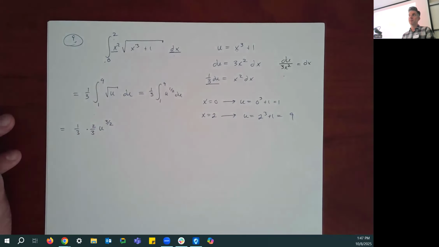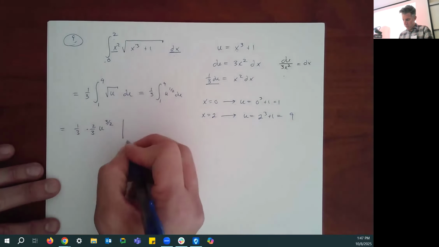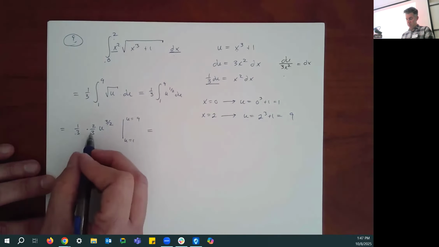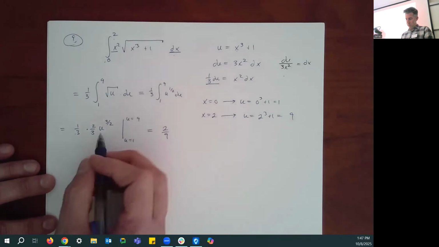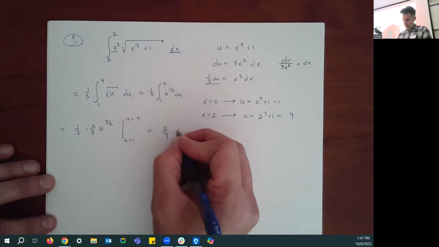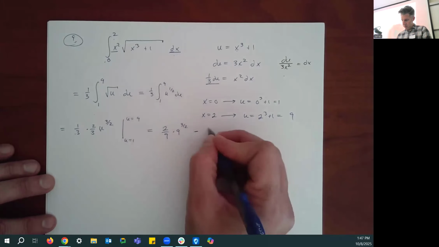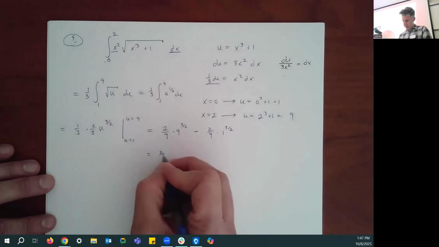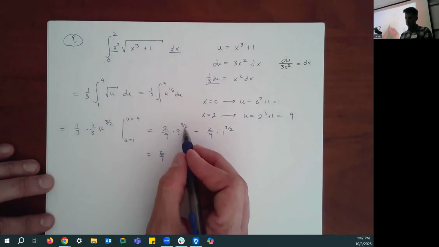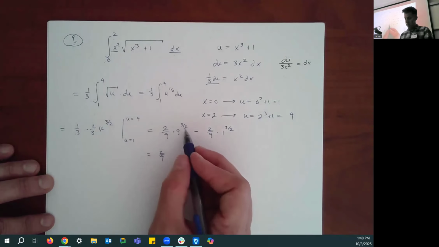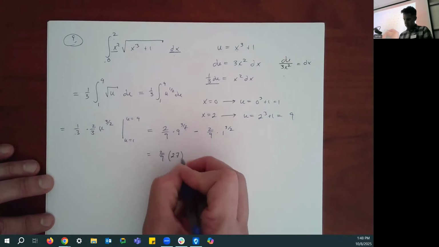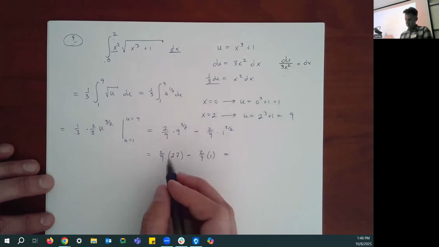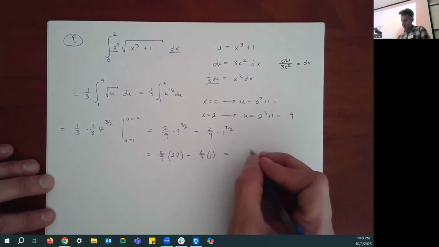Evaluated from u equals 1 to u equals 9. So that's going to be, let's see, 1/3 times 2/3 is 2/9. First, we plug in the 9, and we get 2/9 times 9 to the 3 halves minus 2/9 times 1 to the 3 halves. So that's going to be 2/9 times, let's see, 9 to the 3 halves is 9 to the 1 half, which is the square root of 9, which is 3, and then 3 cubed, which is 27, minus 2/9 times 1. So that's going to be 54 minus 2 is 52/9.